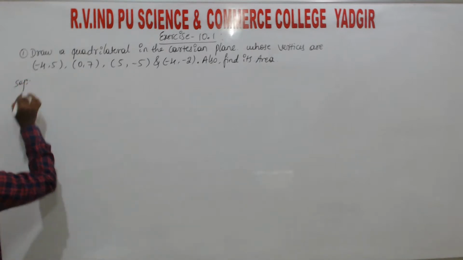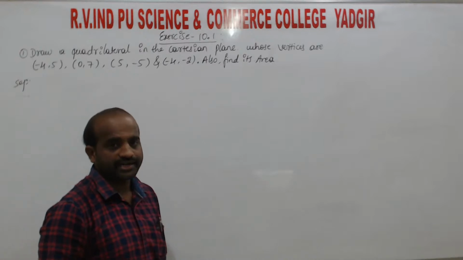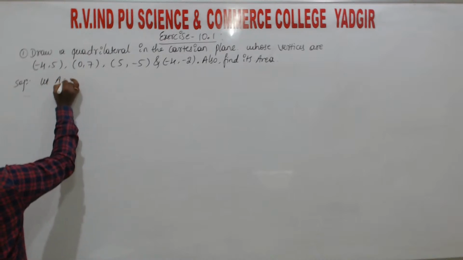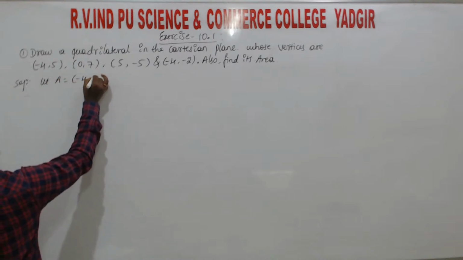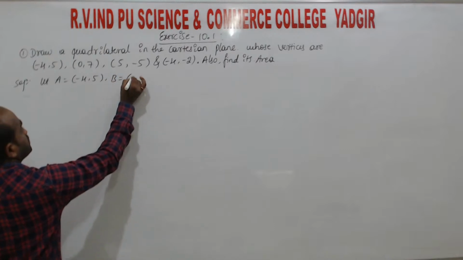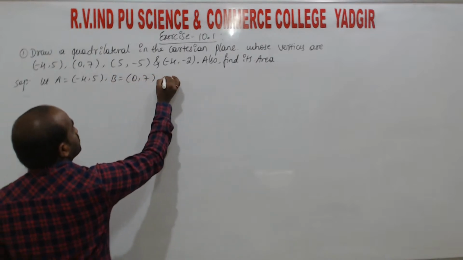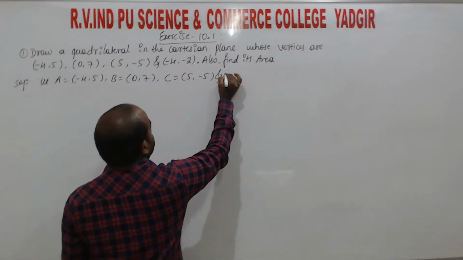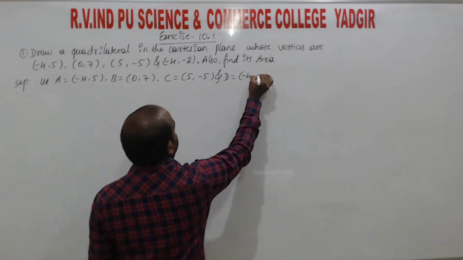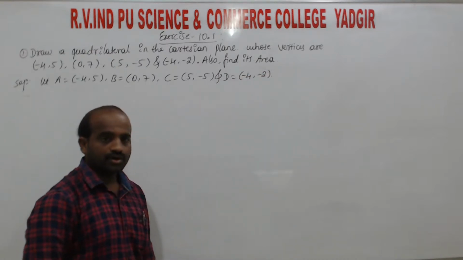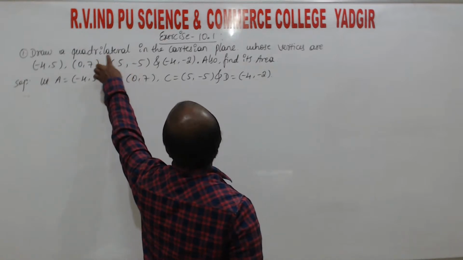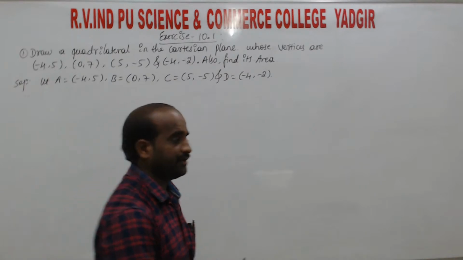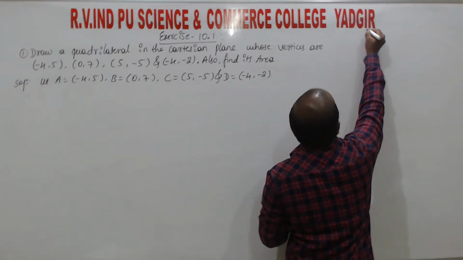First we will draw a quadrilateral. Quadrilateral means what? A four-sided figure. First we mention the points: A is minus 4 comma 5, B is 0 comma 7, C is 5 comma minus 5, and D is minus 4 comma minus 2. First, draw the quadrilateral in the Cartesian plane, the xy plane.